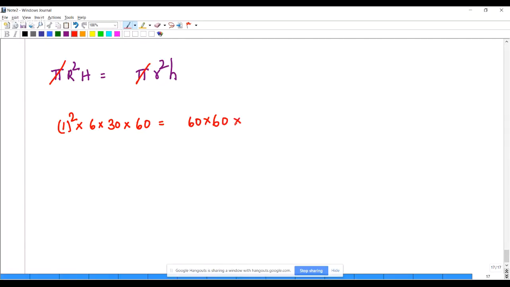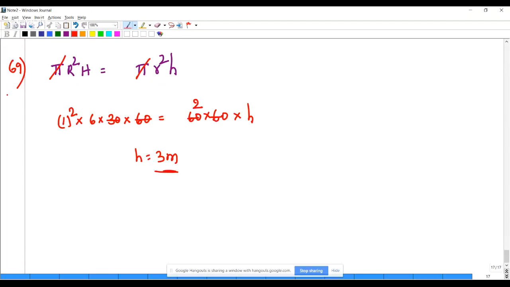You need to just find out the height. All I am doing is just cancel it. 31s are 32s are. So I would say h is equal to 3 meters. So this is how we can do it. Now look at 70th question.